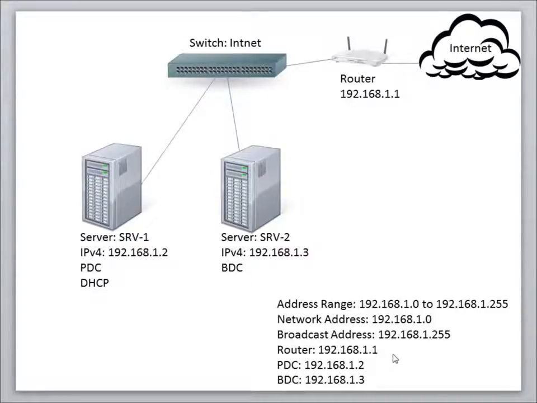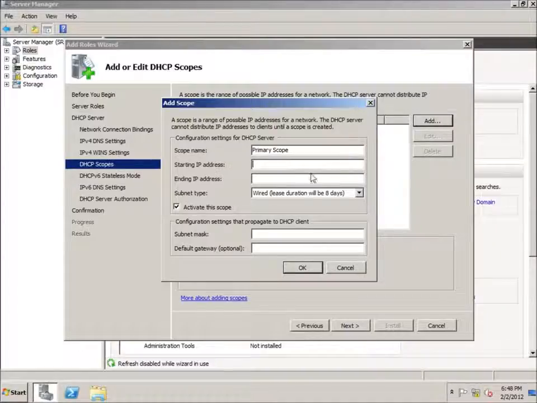And the maximum address that I can use, I cannot use the 255 because that's the broadcast address, so I'm going to have to use 254. So let's go ahead and go back to that. And for our starting IP address, we'll go ahead and start 192.168.1.50. And that gives us basically 1 through 49 to use for static IP addresses. And so we're going to go ahead and end this at 192.168.1.254.